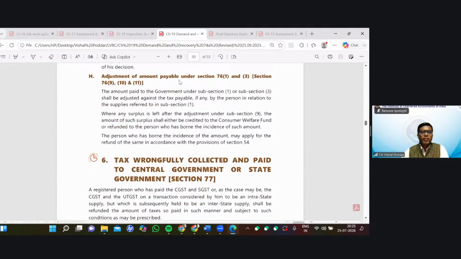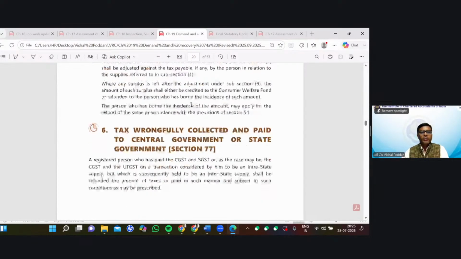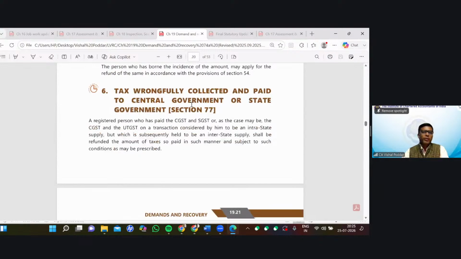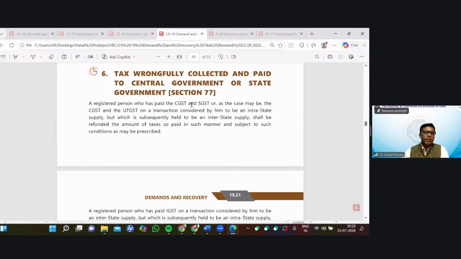Adjustment of amount payable under section 76(1)(3). So the amount paid to the government under subsection 1 or 3 shall be adjusted against tax payable, if any, by the person in relation to the supplies referred to in subsection 1. So whatever amount you have paid, that will be adjusted against the amount payable. Then comes an important provision, students.